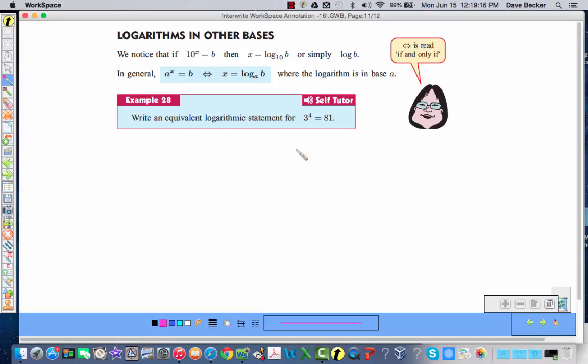So write an equivalent logarithmic statement for 3 to the fourth is equal to 81. Before you get used to it, it's fairly intuitive that we would know that 4 is equal to log base 3 of 81. And that's because 3 to the fourth power is equal to 81. Kind of like this circularity thing. Yes? So there we go. All right. What else have we got?